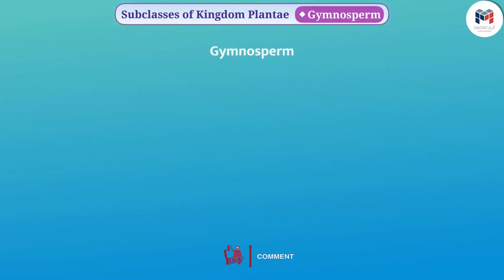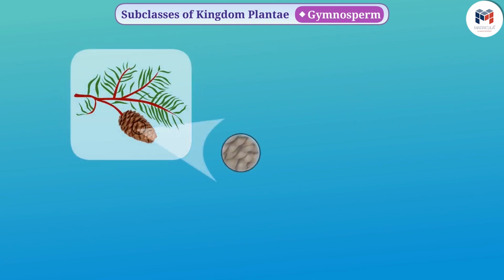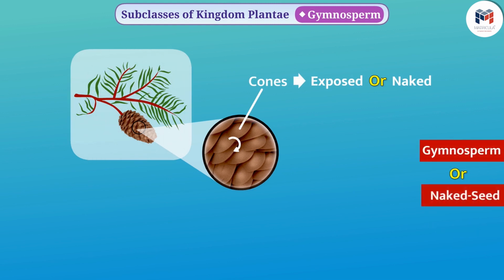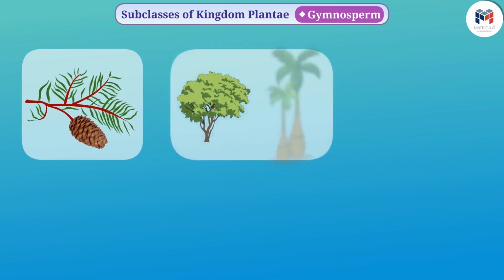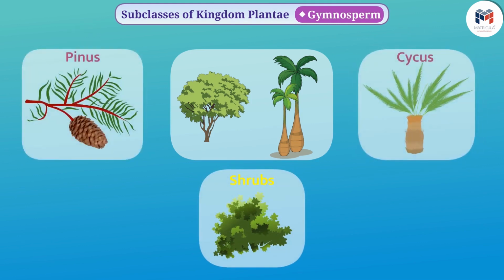Gymnosperms. The term is made up of two Greek words, gymnos, meaning uncovered or naked, and sperm, meaning seeds. These are plants whose seeds are not covered by the ovary wall but are in open, that is, exposed or naked positions in small twigs or cones. For this reason, they are also called gymnosperm or naked seed. They include medium or tall trees and shrubs such as pinus and cycas. These plants are perennial and woody.